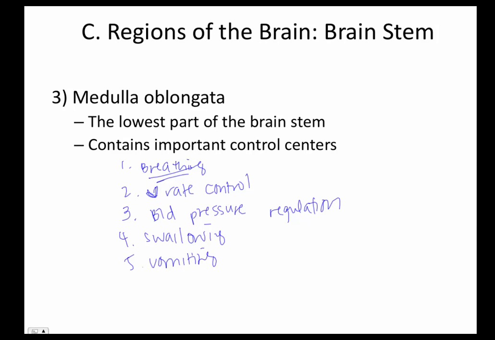Now you may be wondering what's the difference between breathing in the medulla oblongata and then breathing in the pons. Well, breathing in the medulla oblongata, this is kind of like the pacemaker of the respiratory rate. So medulla oblongata sets the pace of breathing. And the pons, what that does, it kind of helps smoothen everything out, each of those inhalations and exhalations.